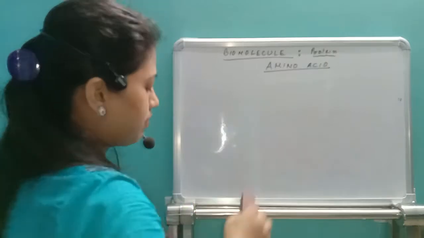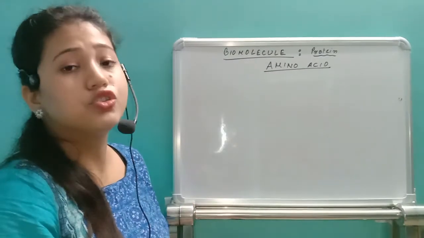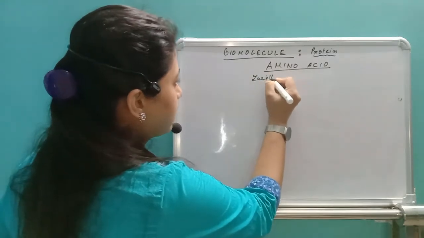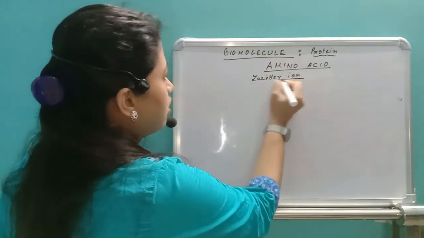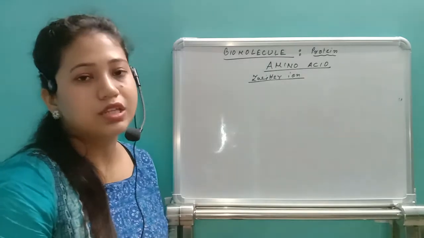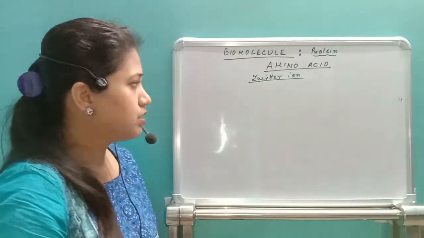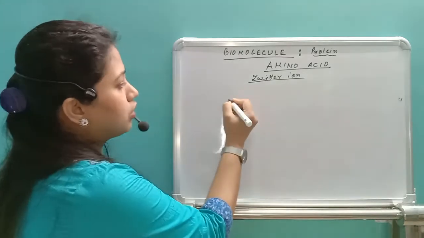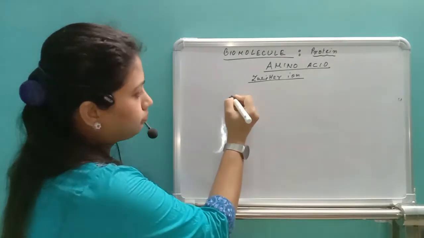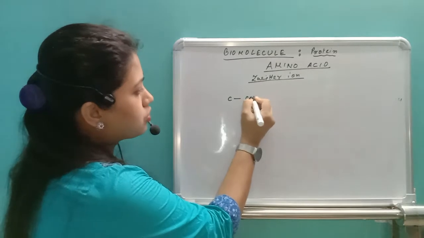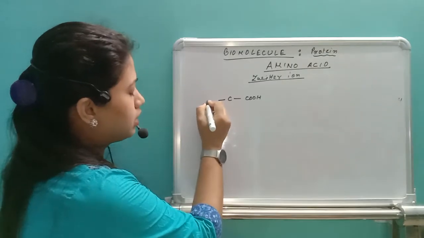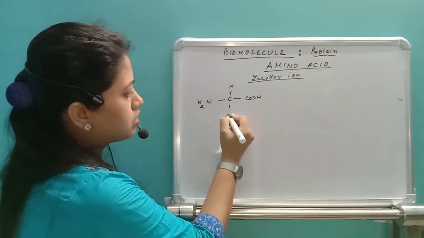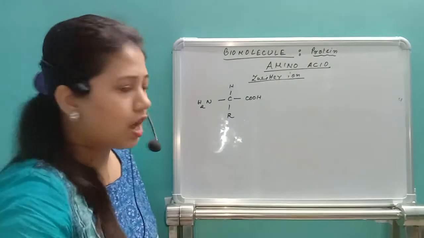If you see this amino acid, it can form a Zwitter ion. Okay, so what is the concept of Zwitter ion? Now, you have already seen the Zwitter ion concept in the chemistry subject. So in this amino acid, first of all, you just see an amino acid. This is the carboxylic acid group, here it is the amino group, here it is the hydrogen, and here it is the variable group, this is R.